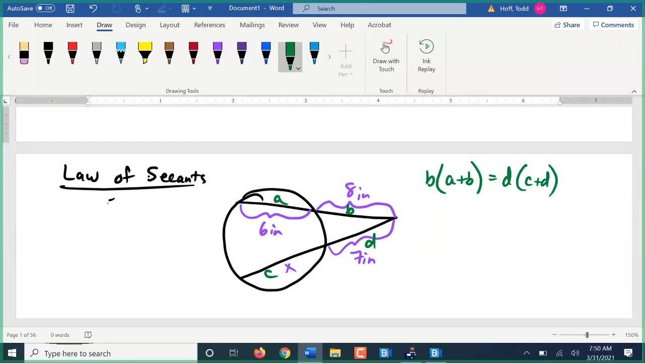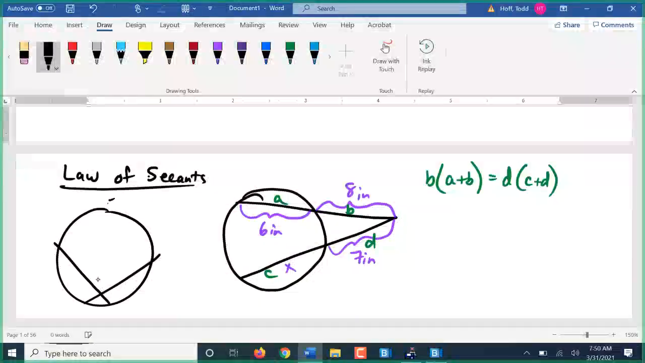very similar to our law of chords that we had. And I can remember that. We had intersecting chords within a circle. 4 and 9. This piece was 3. This had to be 12, because the two pieces of each chord had to multiply to the same number. 3 times 12, 36. 4 times 9 is also 36. So it's very similar.